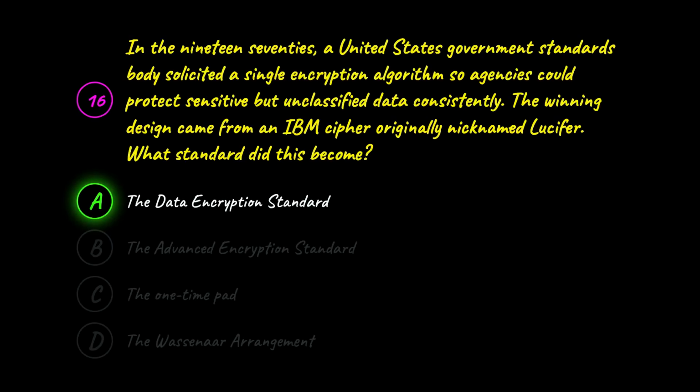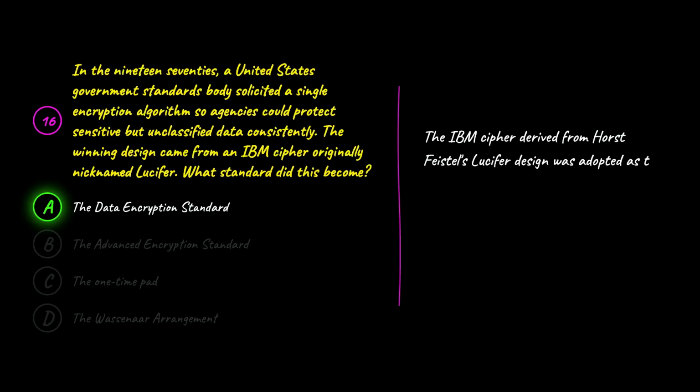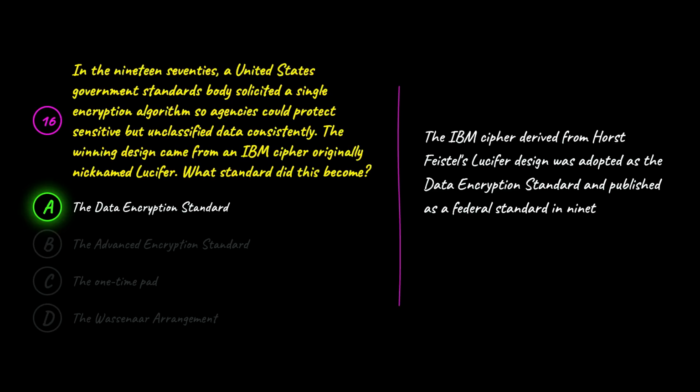The correct answer is A. The Data Encryption Standard. A is correct because the IBM cipher derived from Horst Feistel's Lucifer design was adopted as the Data Encryption Standard and published as a federal standard in 1977. It became mandatory for protecting sensitive, unclassified federal data.